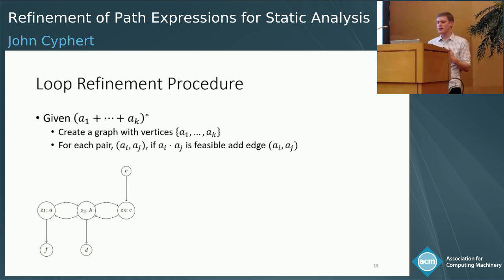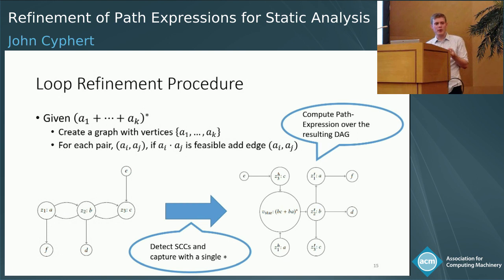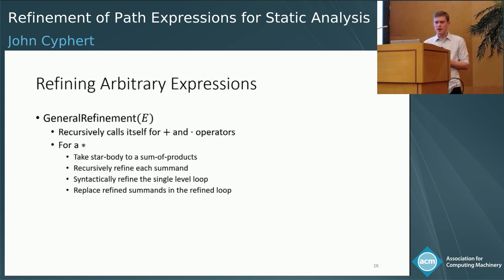The basic idea is we're going to detect strongly connected components and refine each with a single star. So we can get something like this, and there are more details about how exactly you do that, but you're eventually going to be given some sort of DAG, from which you can directly compute a path expression which satisfies the equal unrolling property.